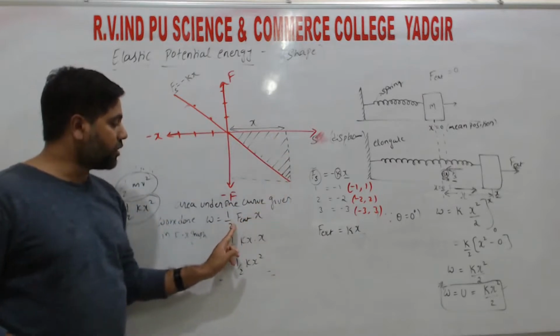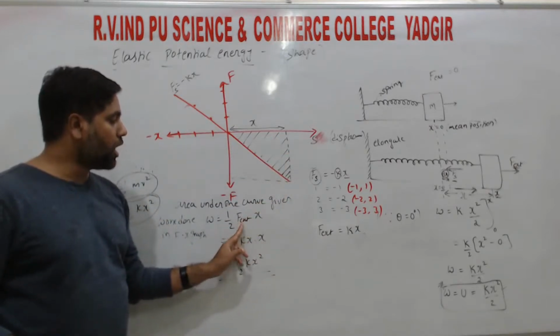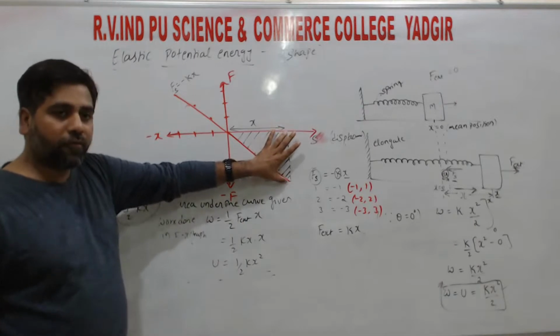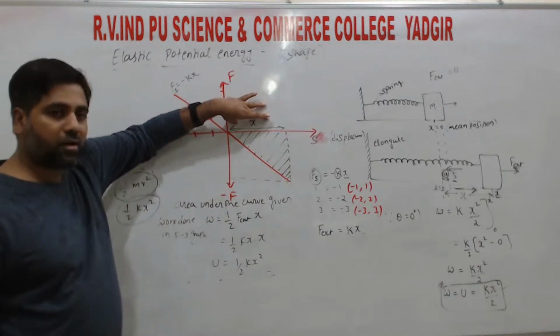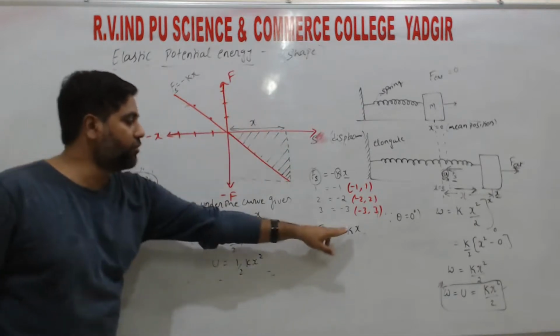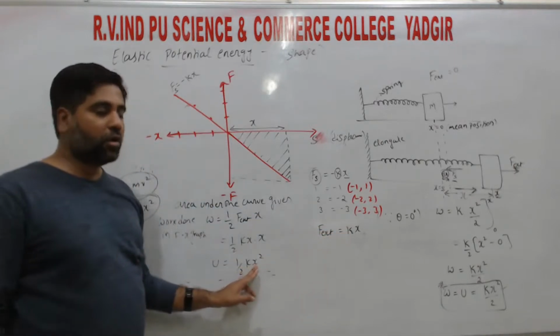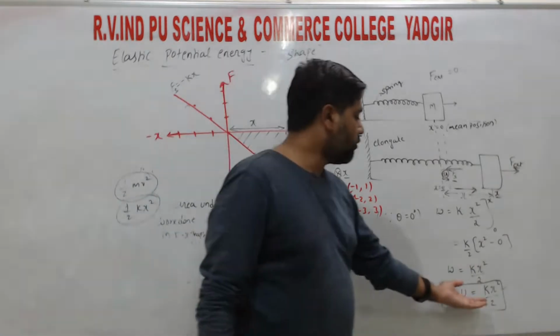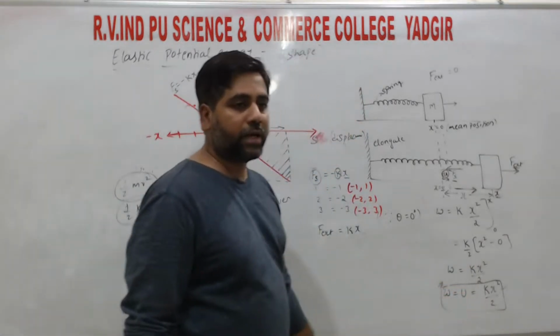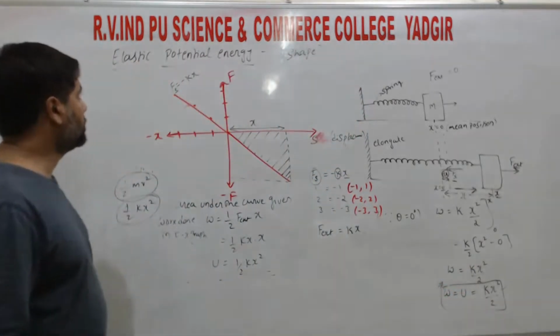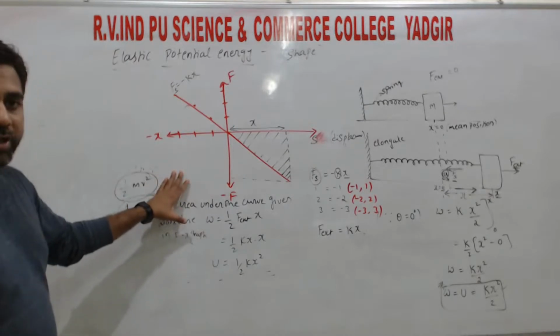So the area of a triangle is half into base into height. So height is F external and base is x, right? So for F external we have the relation kx. So substituting, half into k into x squared. So this is similar to what we proved in the mathematical form, right? So this is about the elastic potential energy.